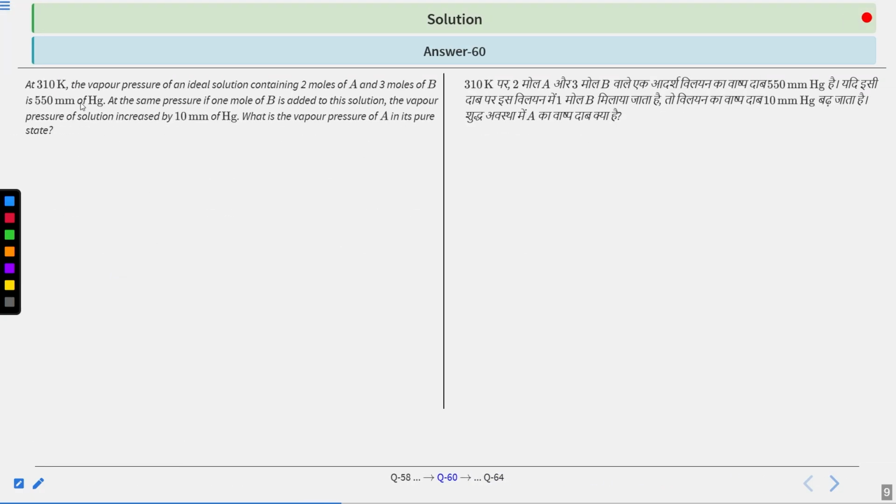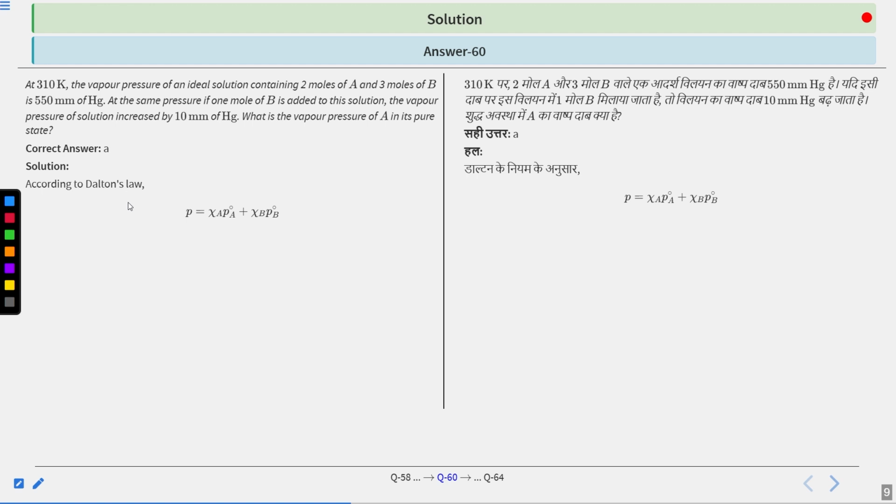The question is saying that we are taking the temperature 300 Kelvin, and at this temperature, the vapor pressure of the ideal solution containing 2 moles of A and 3 moles of B is 550 mm of Hg. Now, in this situation, we are adding 1 mole of B to the same solution, and the vapor pressure of the solution increases by 10 mm. So what is the vapor pressure of A in its pure state? It is being asked. Correct answer is A.